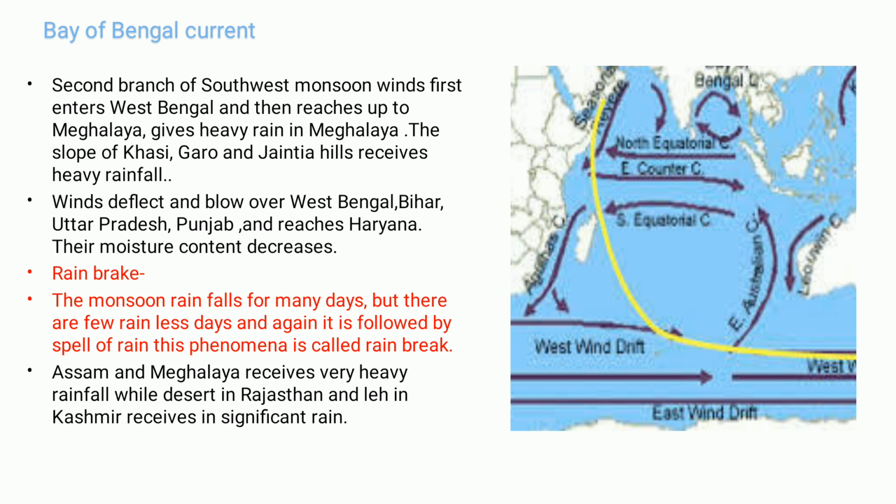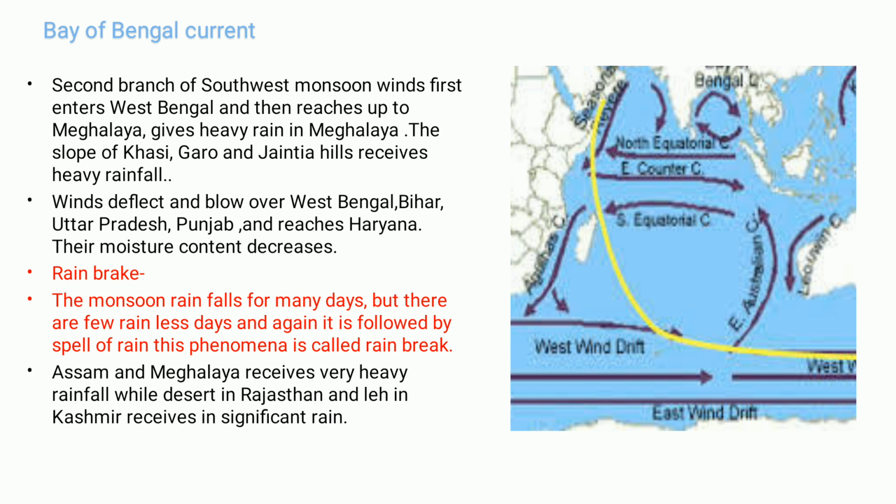The slopes of Khasi, Garo, and Jaintia hills receive heavy rainfall. The winds here deflect and blow from southeast. They cross over West Bengal, Bihar, Uttar Pradesh, Punjab, and reach Haryana. But as they move forward, their moisture content decreases. So the regions which fall in the way first get more rain, and gradually the last region gets less rainfall.